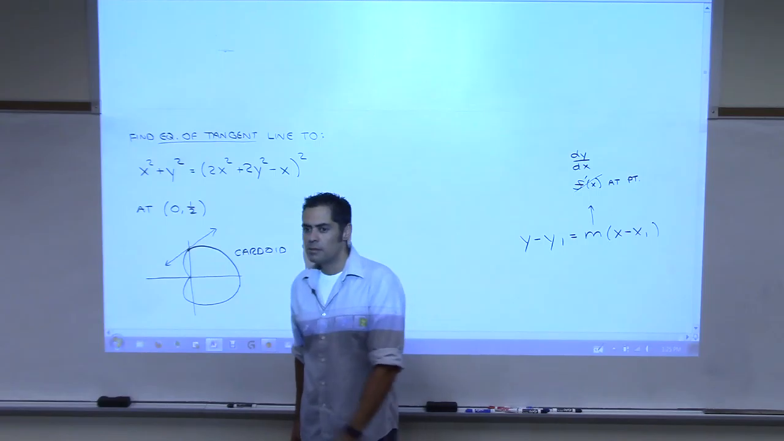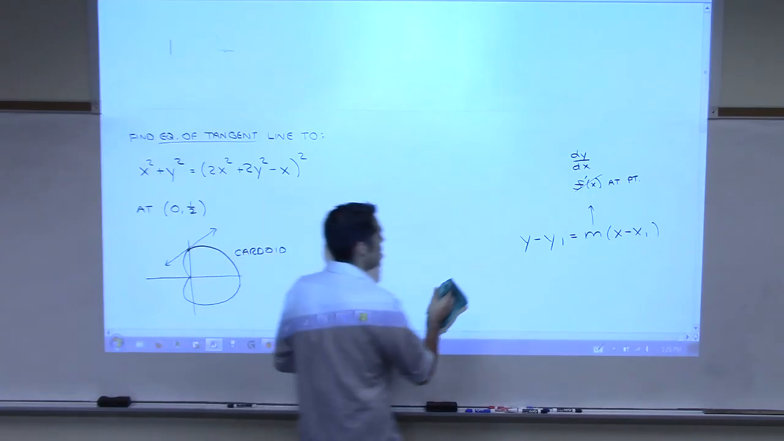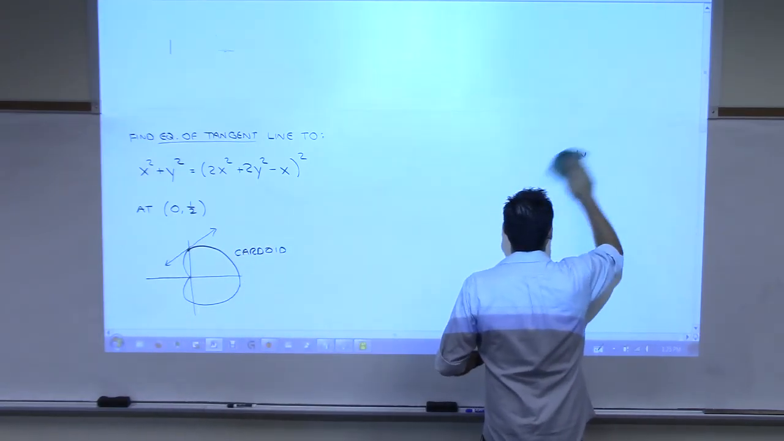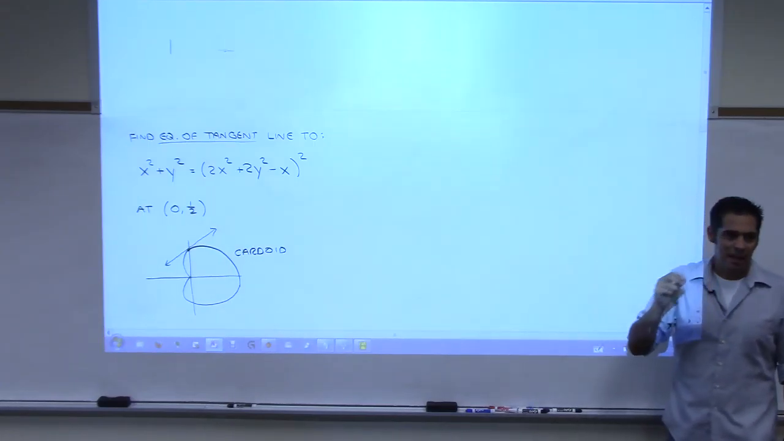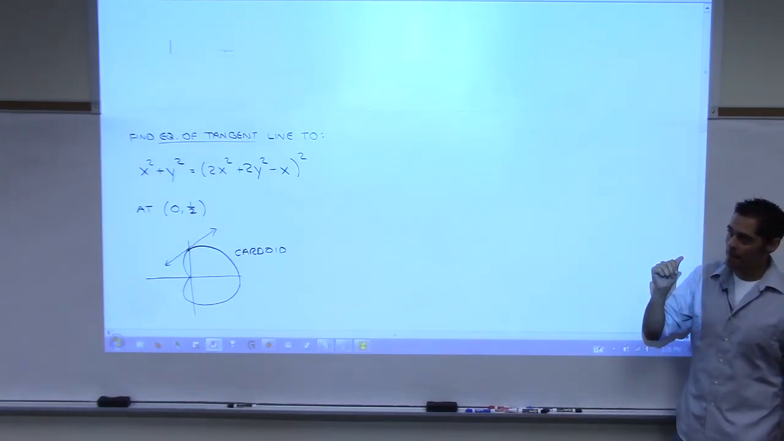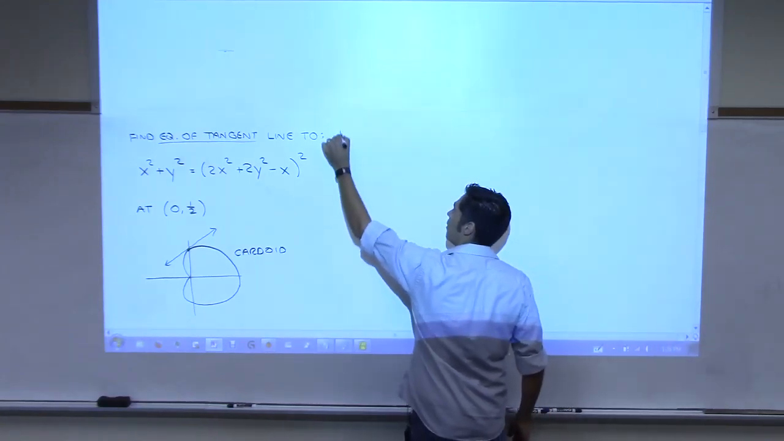Where's my... There it is. So what am I going to do here to find dy/dx? What type of differentiation am I going to use? The standard one or the implicit one? Implicit, right? Because you can't solve that for y. It's not going to happen. So I'm going to take the derivative on both sides with respect to x, right? So let's see how you do with this.